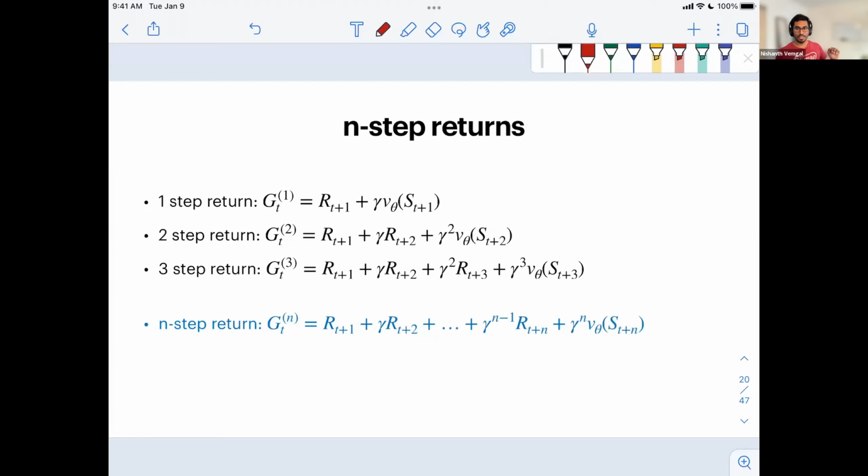If we increase n, we are getting higher and higher variance in our target, but we are reducing the bias. But if we take smaller and smaller n, then we are getting higher and higher bias, but we are reducing the variance. So the optimal n depends on the problem that you have in hand, and also it's a hyperparameter for the learning rule itself.